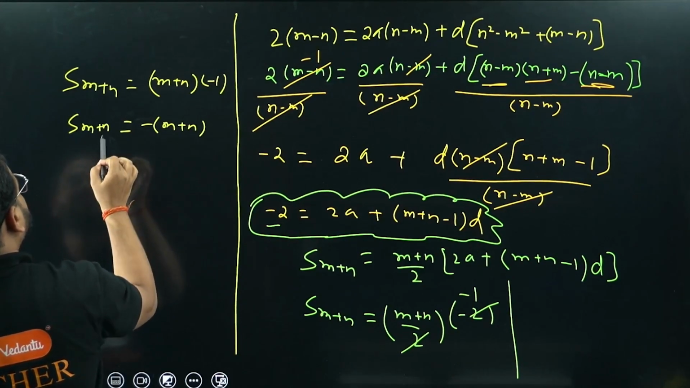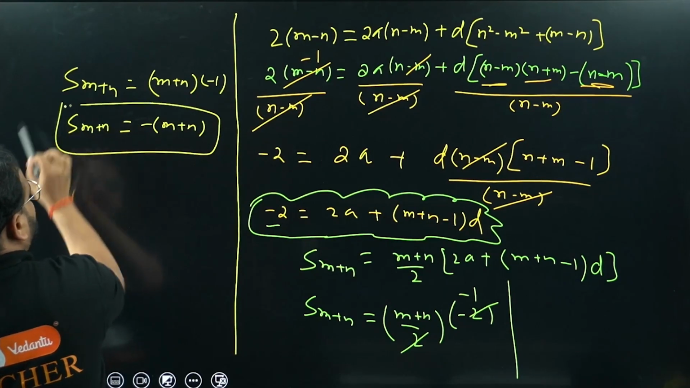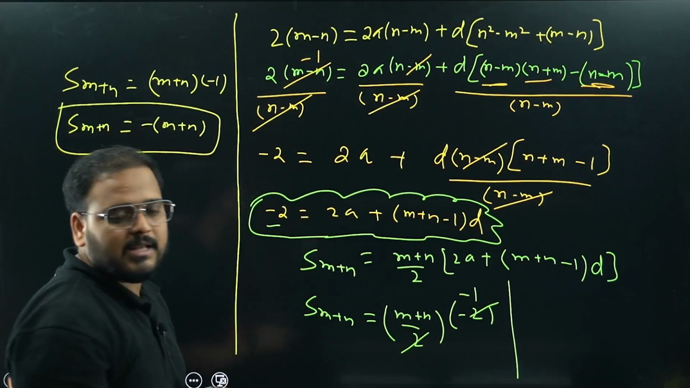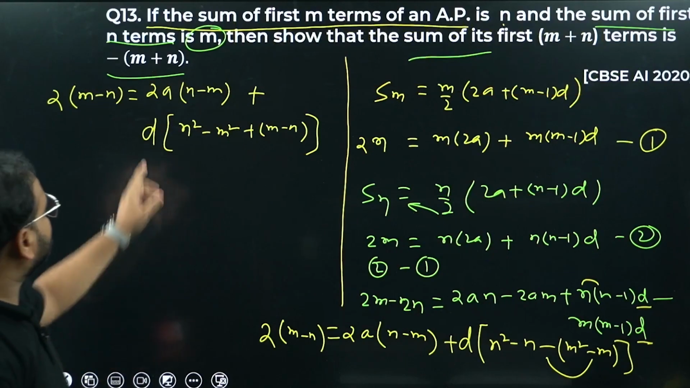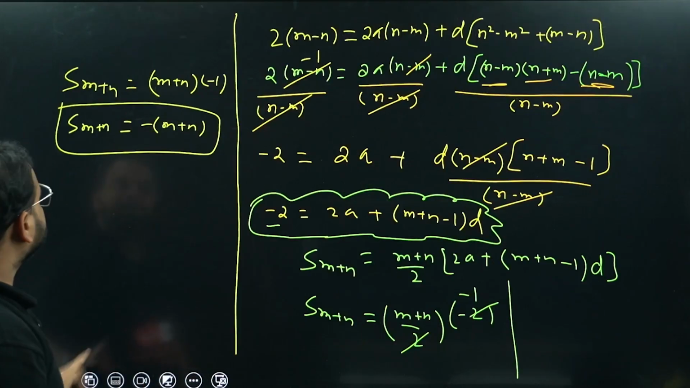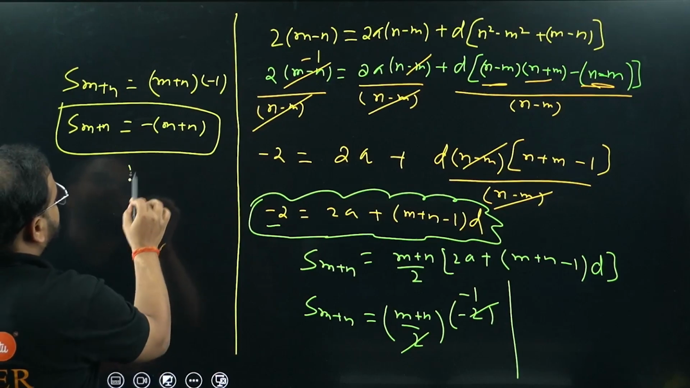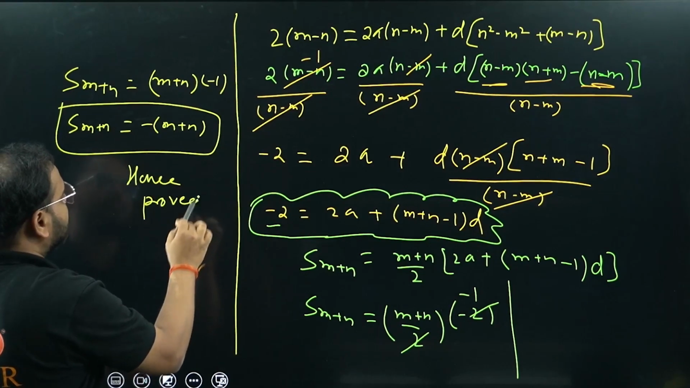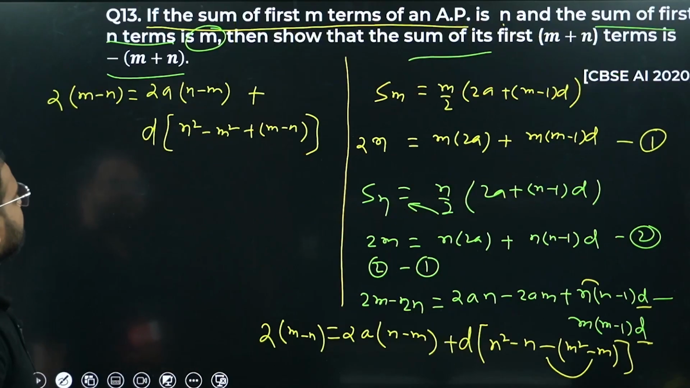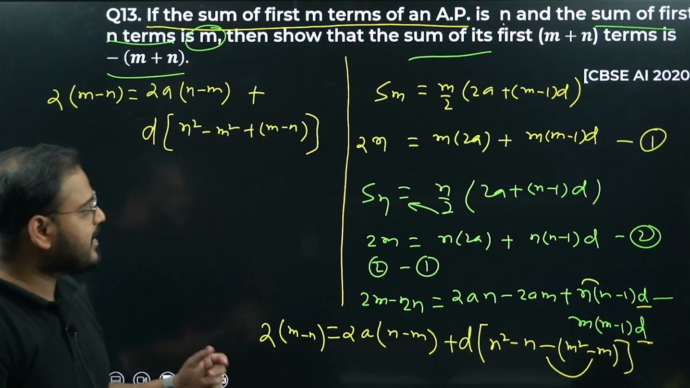Sum of first m plus n terms is minus of m plus n. Have a look, this is what they were asking us to prove. Minus of m plus n. Hence proved. Excellent question. A very good question.